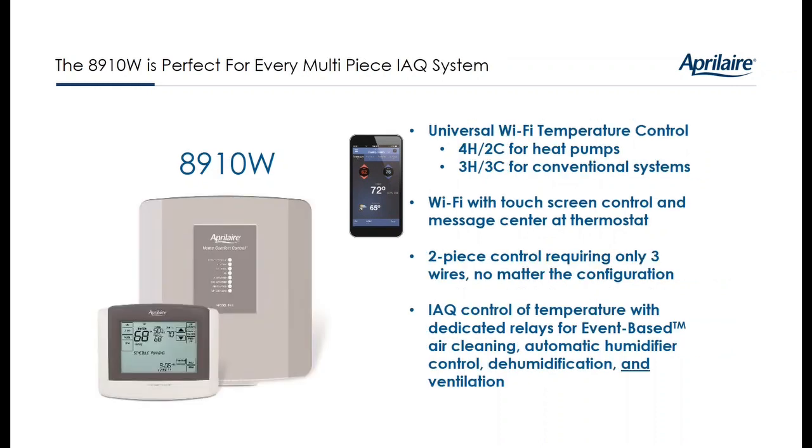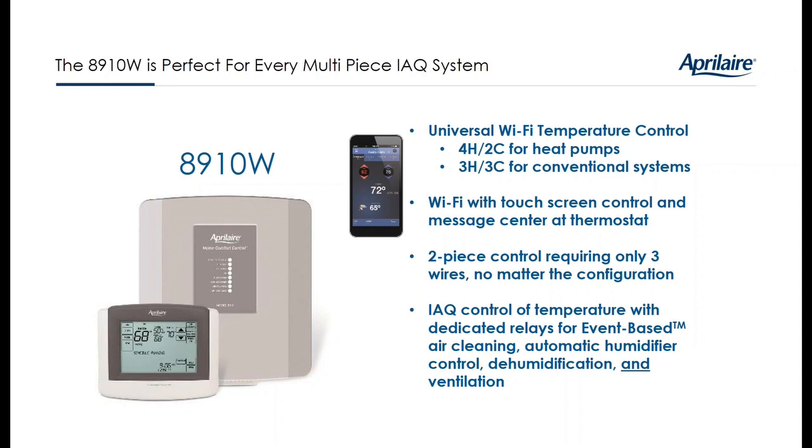As I mentioned before, now we're into the 8900 series, the 8910W. It's one of our two-piece thermostats. You can see you have what we call the user interface, the thermostat piece that would go on the wall in the occupied part of the home, and then behind it, that's our equipment control module that would be installed right next to the HVAC system.